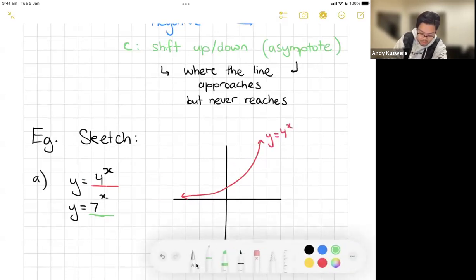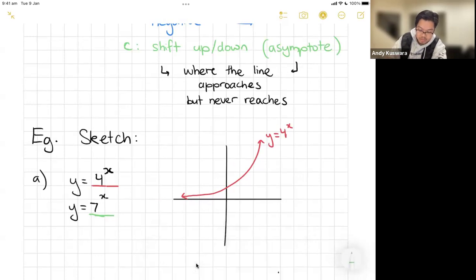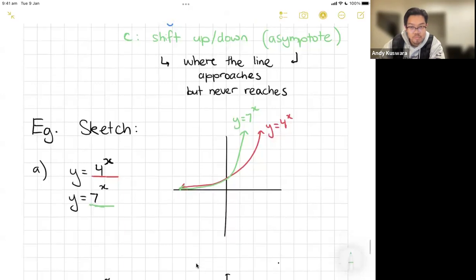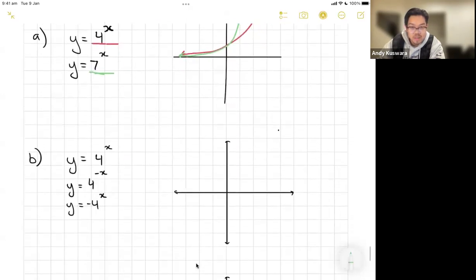Now, if I have this y equals 7 to the power of x, it means that the line is actually going to be even steeper. So it's just going to grow a lot faster. And so it should look something like that. If you've drawn those two lines there, that is good enough for your sketch. It's showing that a bigger number means a steeper line. Okay. Hopefully that makes sense.